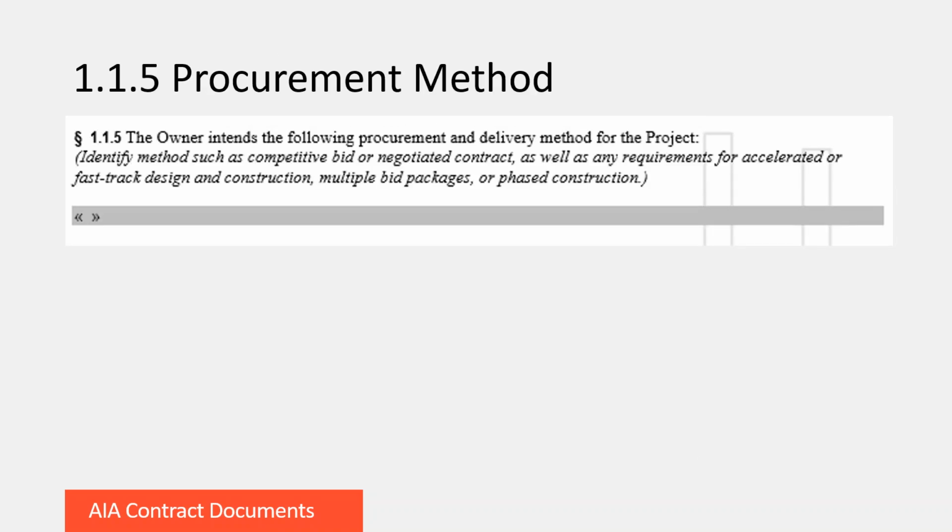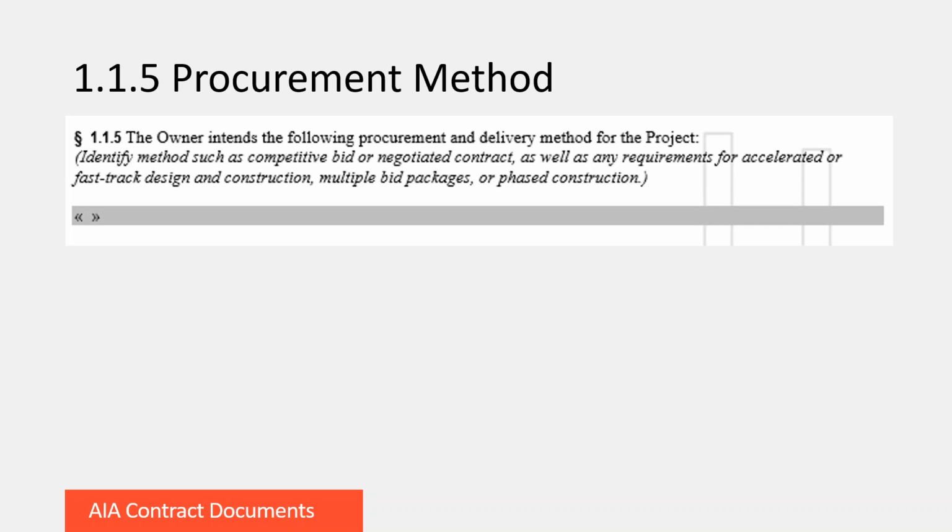So in 1.1.5, we talk about procurement method. This is what used to be called the bidding and negotiating phase. So the type of procurement affects the architect's services, particularly in the procurement and construction phases. The typical choices are listed here in the parenthetical.